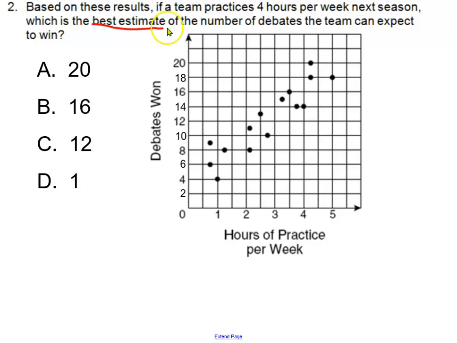Based on these results, if the team practices 4 hours, how many debates can we expect to win? Well, I see a plot point here that's already for 4 hours a week. So if I'm going to make an estimate based on my imaginary prediction line here, I might say that they could probably win about 16. You see how my line of best fit is my prediction line? And that's why I'm going to choose this value. 20 would be too high, 12 would be too low, and 1 is way down here.